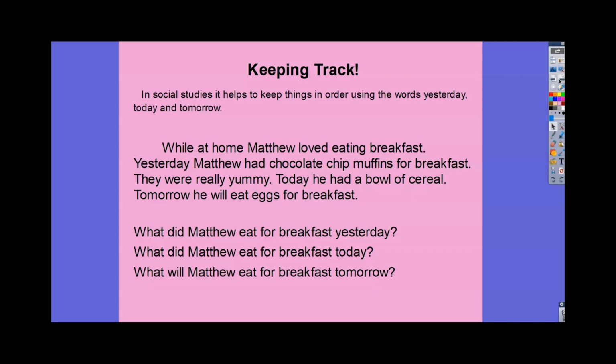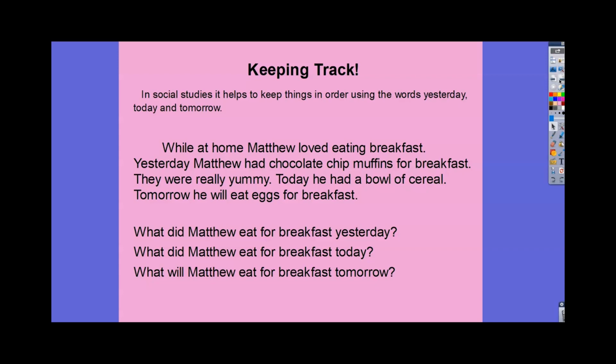In your packet, it asks you to draw a picture of something that makes noise in a car. You can go back to that because we're going to go to the next page in your packet and we're going to answer these questions. While at home, Matthew loved eating breakfast. Yesterday, Matthew had chocolate chip muffins for breakfast. They were really yummy. Today, he had a bowl of cereal. Tomorrow, he will eat eggs for breakfast.